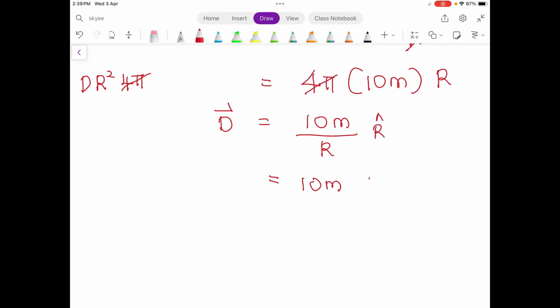We put in the direction. This will be the direction. Millicoulombs per meter square. So the answer should be milli.